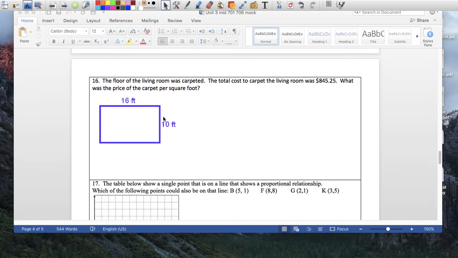The floor of the living room was carpeted. Total cost to carpet the living room was $845.25. What was the price of carpet per square foot? So we want the unit rate.